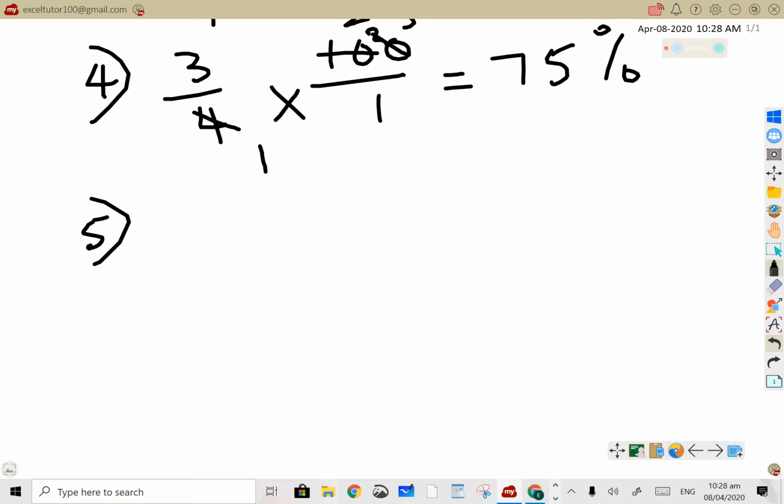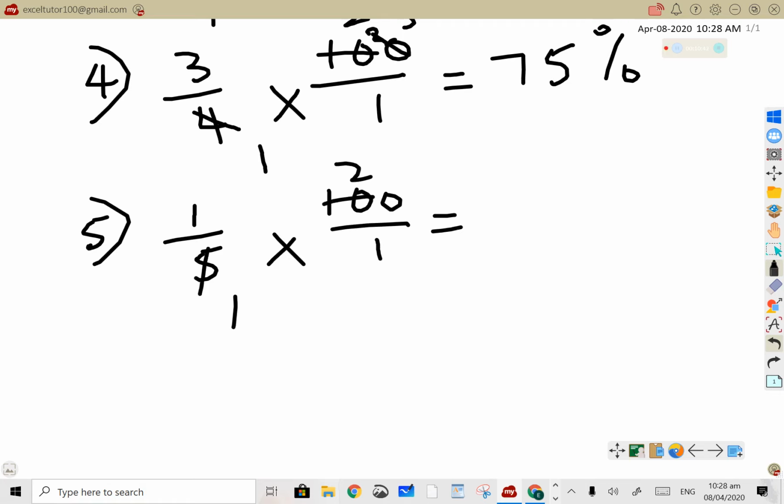Okay, so we have another one as well. 1 over 5 multiplied by 100 over 1. 5 into 5 is 1. 5 into 10 is 2. 5 into 0 is 0, so our answer will be 20%.